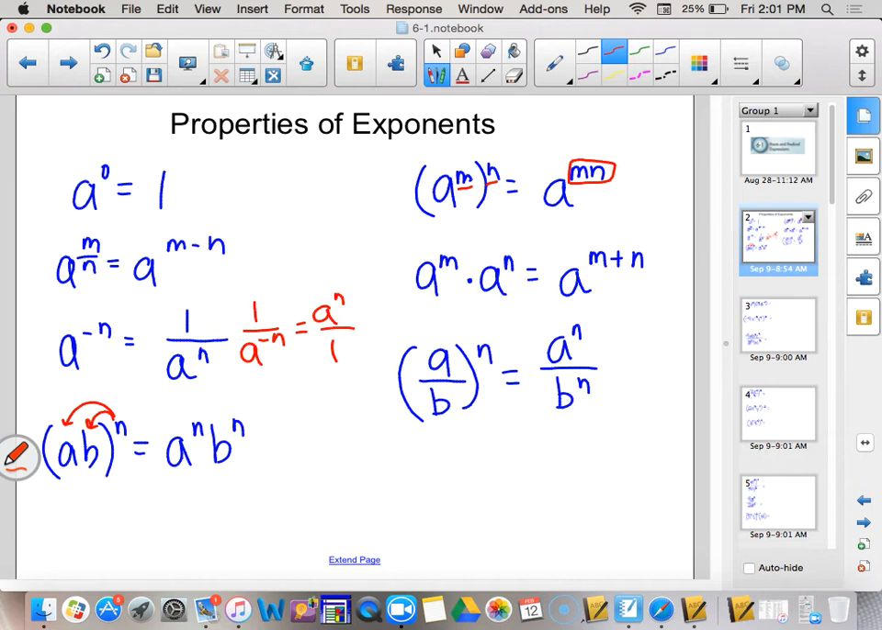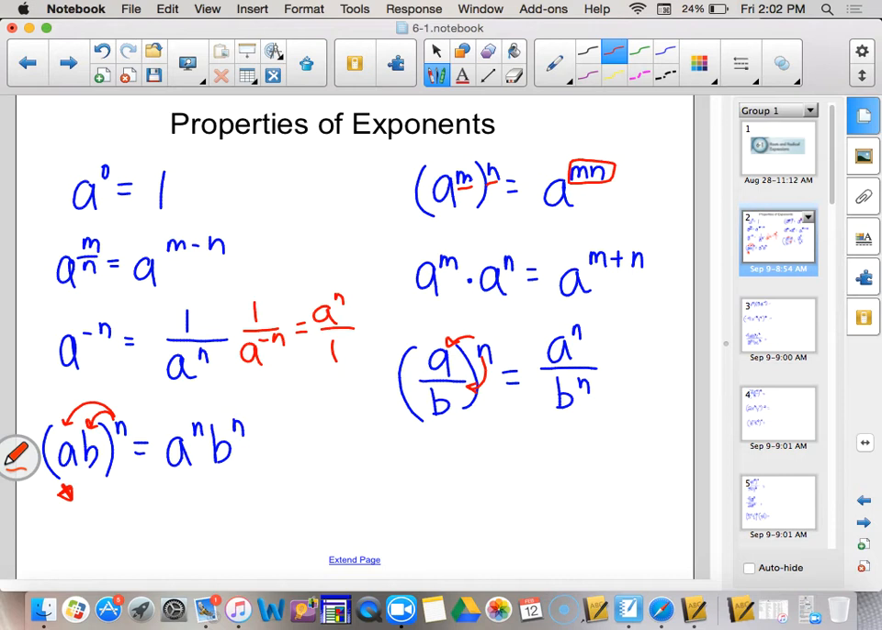And then this one down here, I'm dividing a by b, or a divided by b, and I'm raising it to the n. Well, this one's kind of the same thing as the one above. It's like taking the exponent and distributing it to this power and this power. So I have a to the n over b to the n.